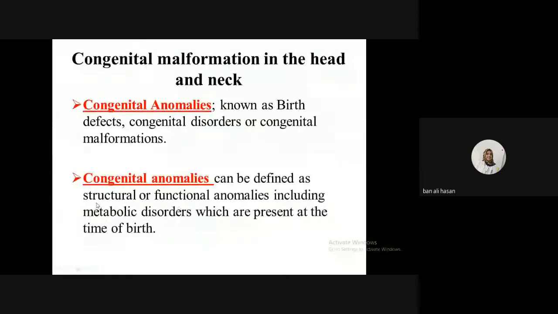Okay, so structural anomalies means that if we have a problem in, for example, the tongue, like a tongue tie case, this will be a structural abnormality, and this will lead to a functional anomaly.